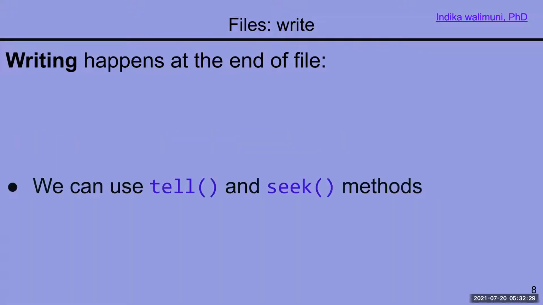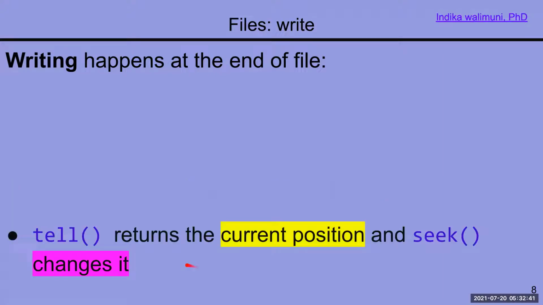There are two file methods available for this. One is tell and one is seek. We're going to learn about these two now. Tell simply returns the current position of the file, and seek we can use to change that position. So we use tell to get the current position of the file, and we use seek to modify it.